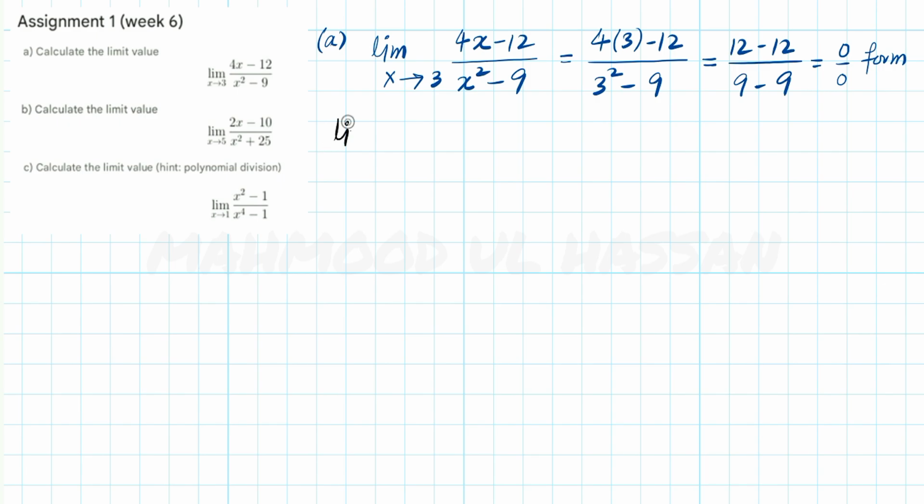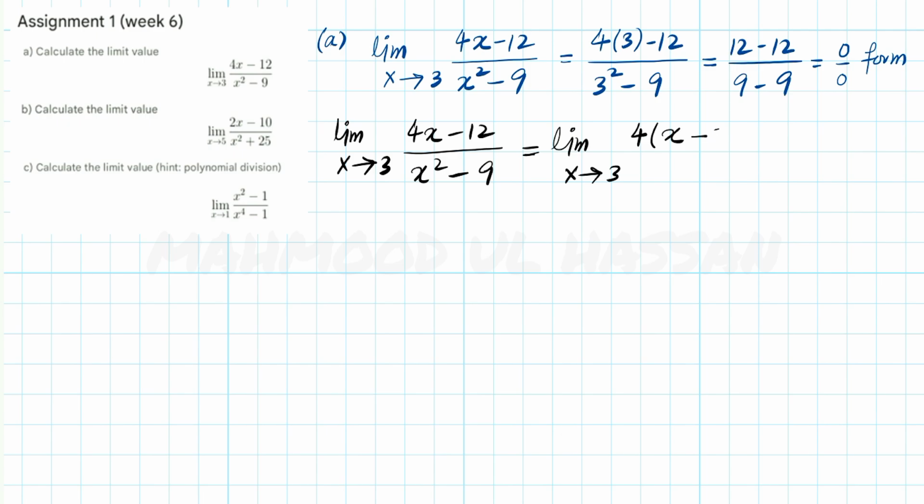So you can see here that is the limit x approaches to 3. The numerator is 4 times x minus 12 upon, and the denominator is x squared minus 9. So here we have the limit x approaches to 3, and you can see in the numerator we can take 4 as a common factor, so we are left with x minus 3 divided by, and in the denominator this can be written as x squared minus 3 squared. 3 squared is going to be equal to 9.